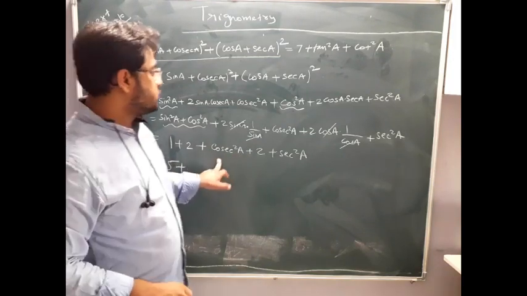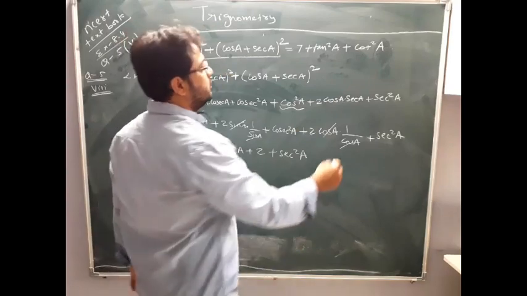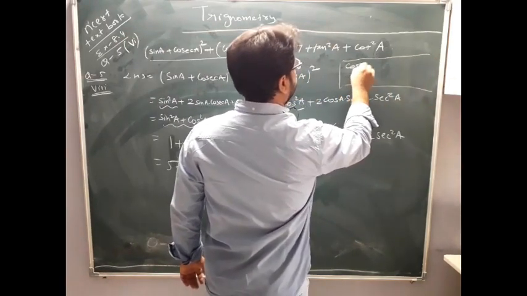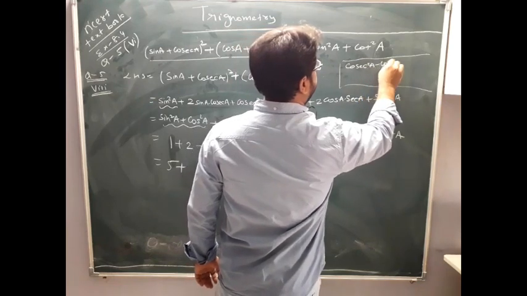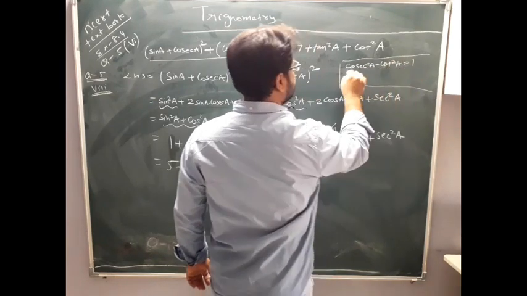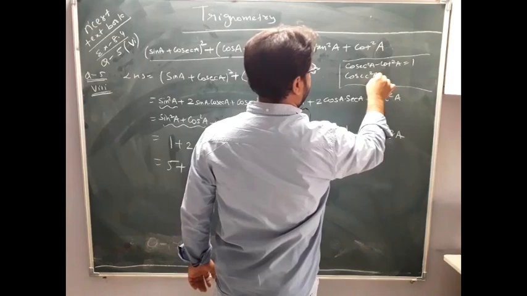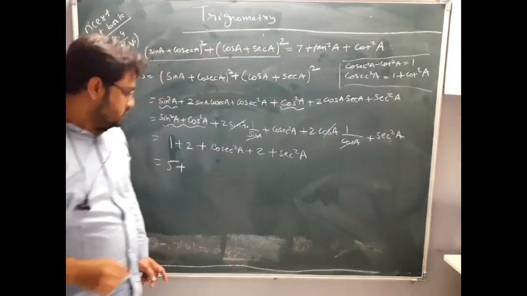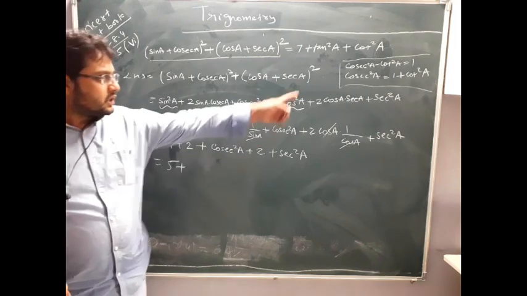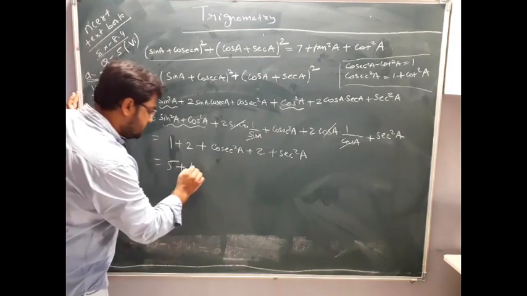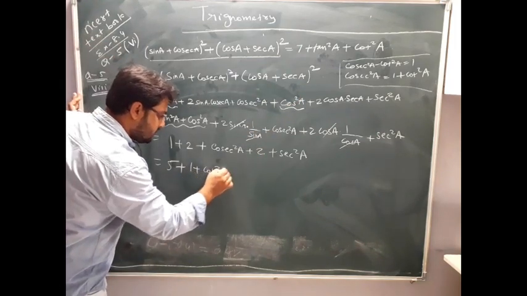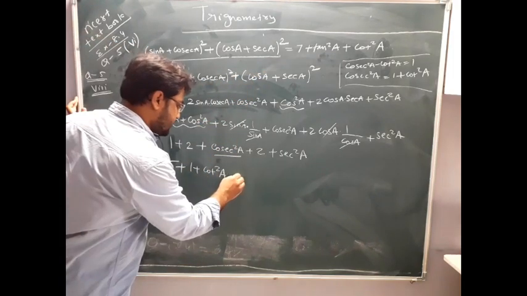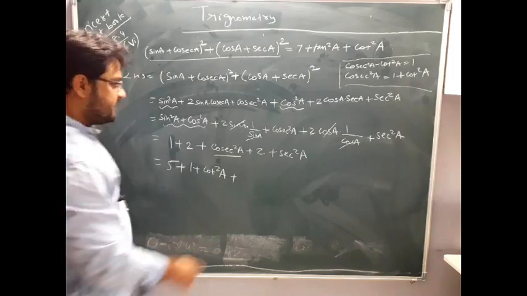Now I have to convert cosec into what? Cot. So I know, see here, cosec square A minus cot square A equals 1. So cosec square A will be equal to what? 1 plus cot square A. Yes or no? So here I have cosec square A. Cosec square is equal to what? 1 plus cot square A. I have expanded this portion by this formula. Similarly, this 2 has gone here. Now this sec square A.